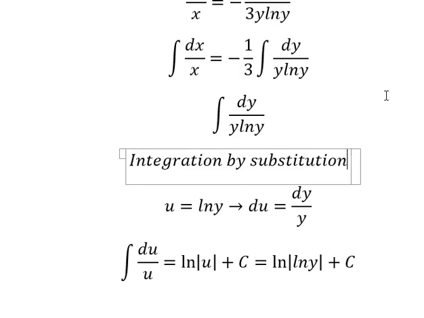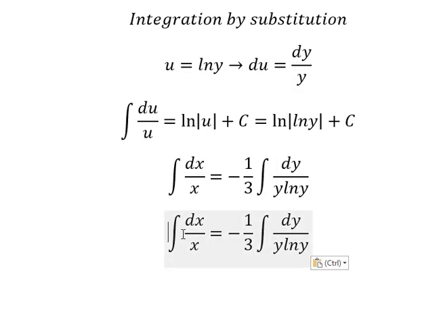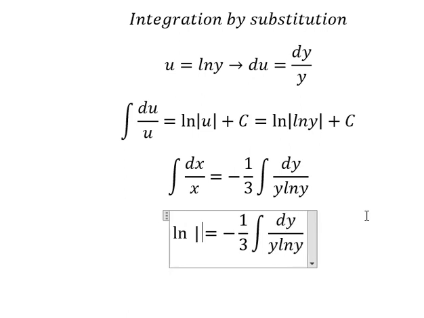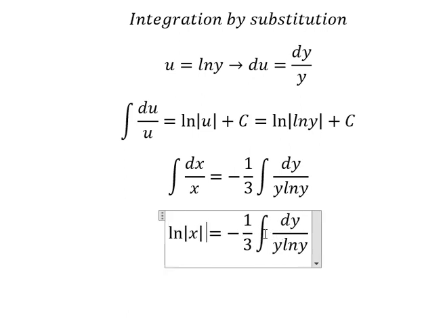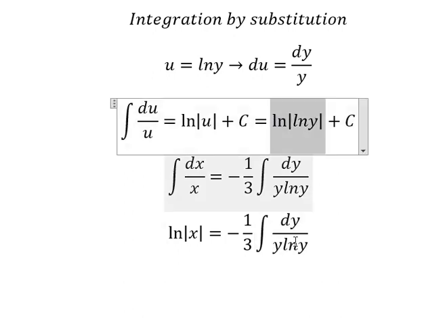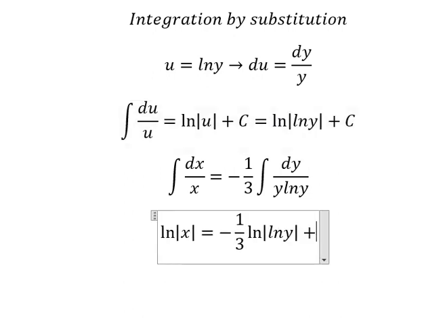Now we go back in here. The integration of this one, we have ln of the absolute value of x. The integration of this one, that is this one. And we put c.